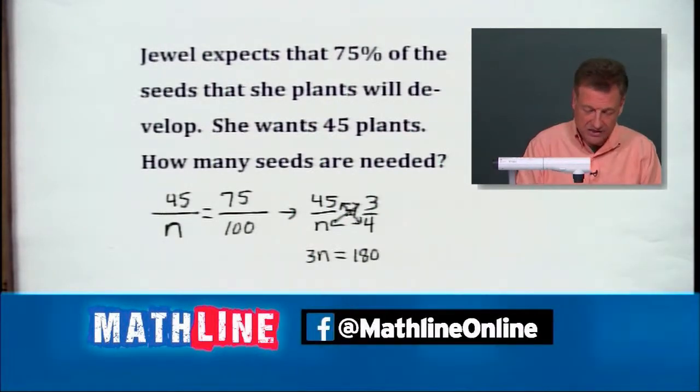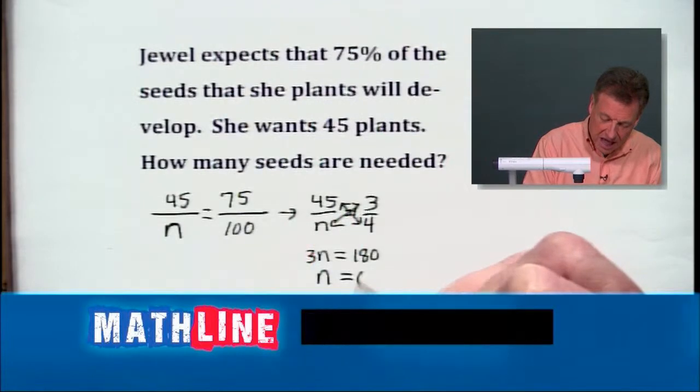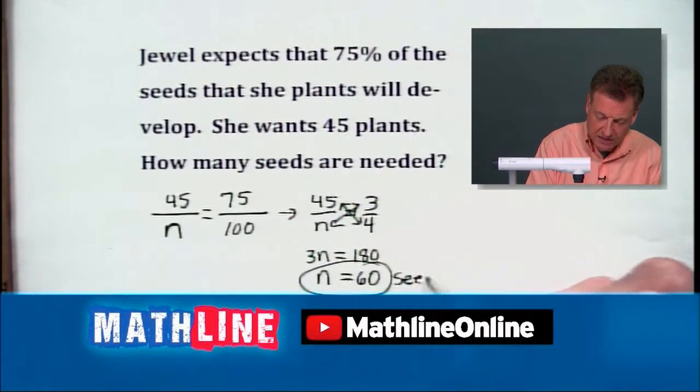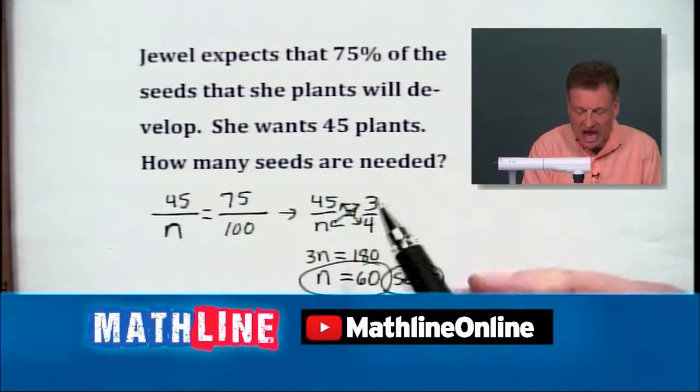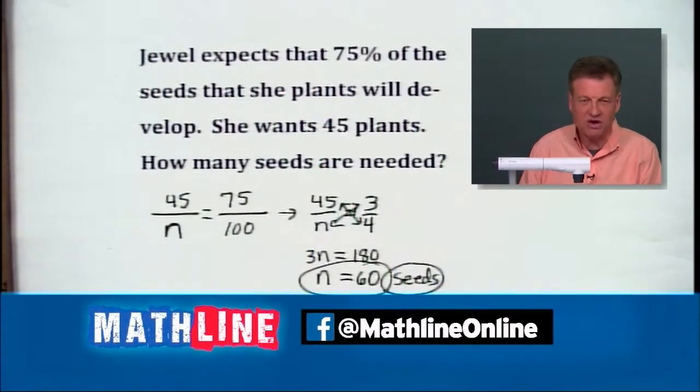So speaking of which, let's go ahead and finish the division because that's what you came for, right? I get 60. So she needs 60 seeds to begin with. Remember, these are coming back to our seeds. Much easier than trying to figure out, okay, let's divide 75 into 4,500.